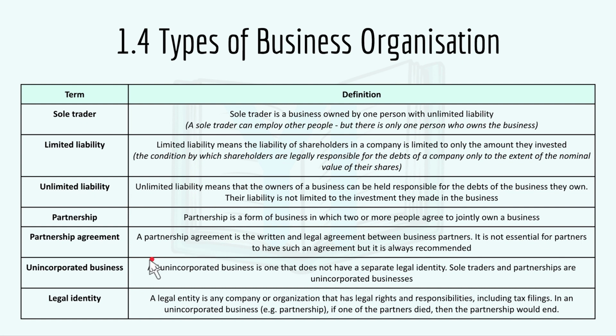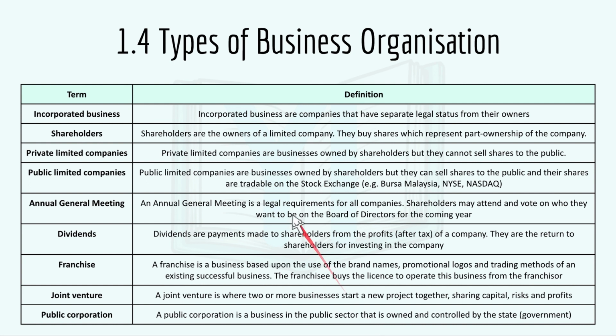An unincorporated business is one that does not have a separate legal identity, and sole traders and partnerships are unincorporated businesses. And a legal identity is any company or organization that has legal rights and responsibilities, including tax filings. In an unincorporated business like a partnership, if one of the partners died, then the partnership would end, which is not really good. Then we have incorporated business.